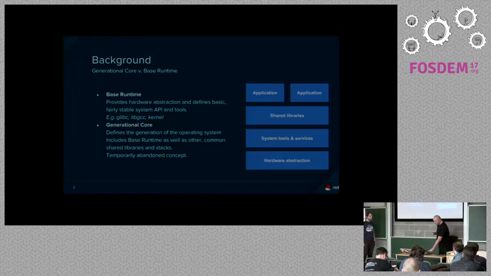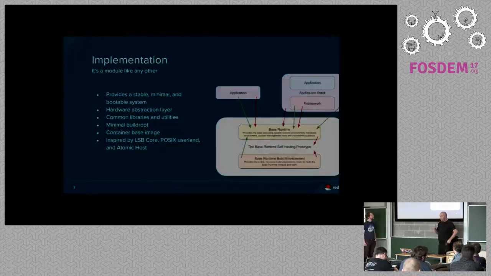So, the implementation. Don't worry about the picture. It's not really important if you can't read it. It's a module like any other. It's defined in a Modularity file. It lists all the components that we want to build as part of the base runtime module. It provides a stable and minimal bootable system on bare metal machines and on virtual machines. It also defines the container base image for both systemd-nspawn and Docker files, just Docker.